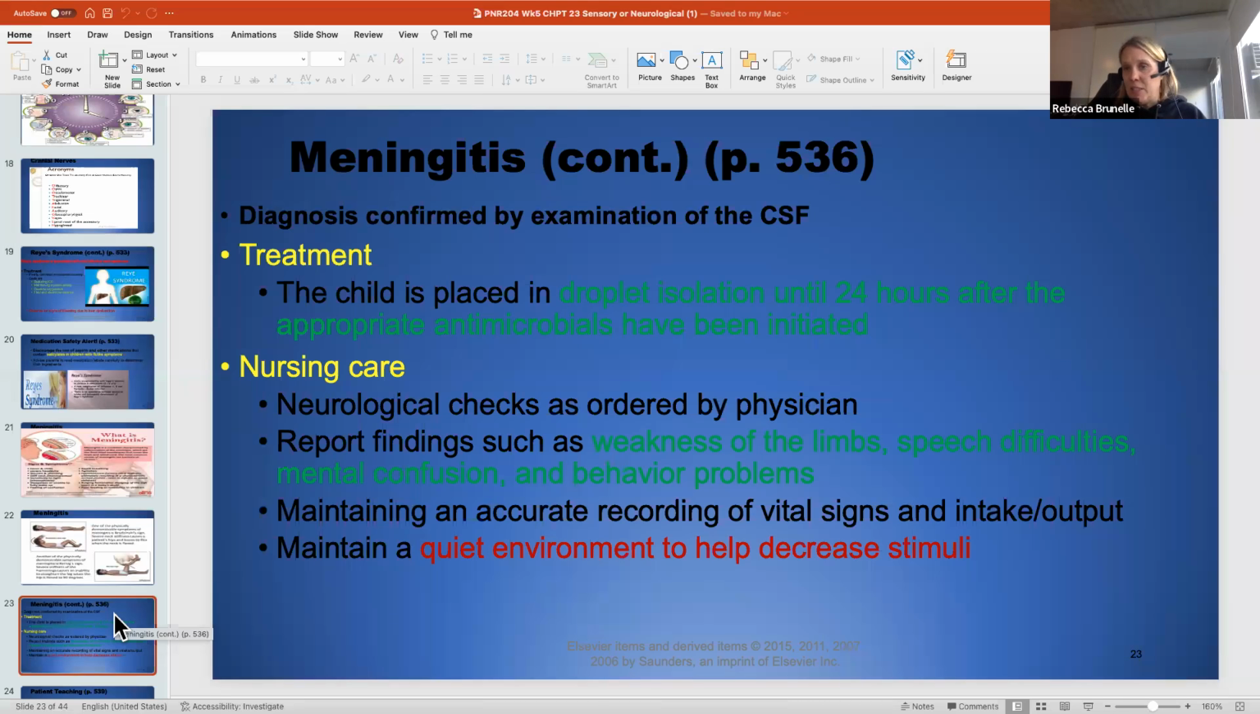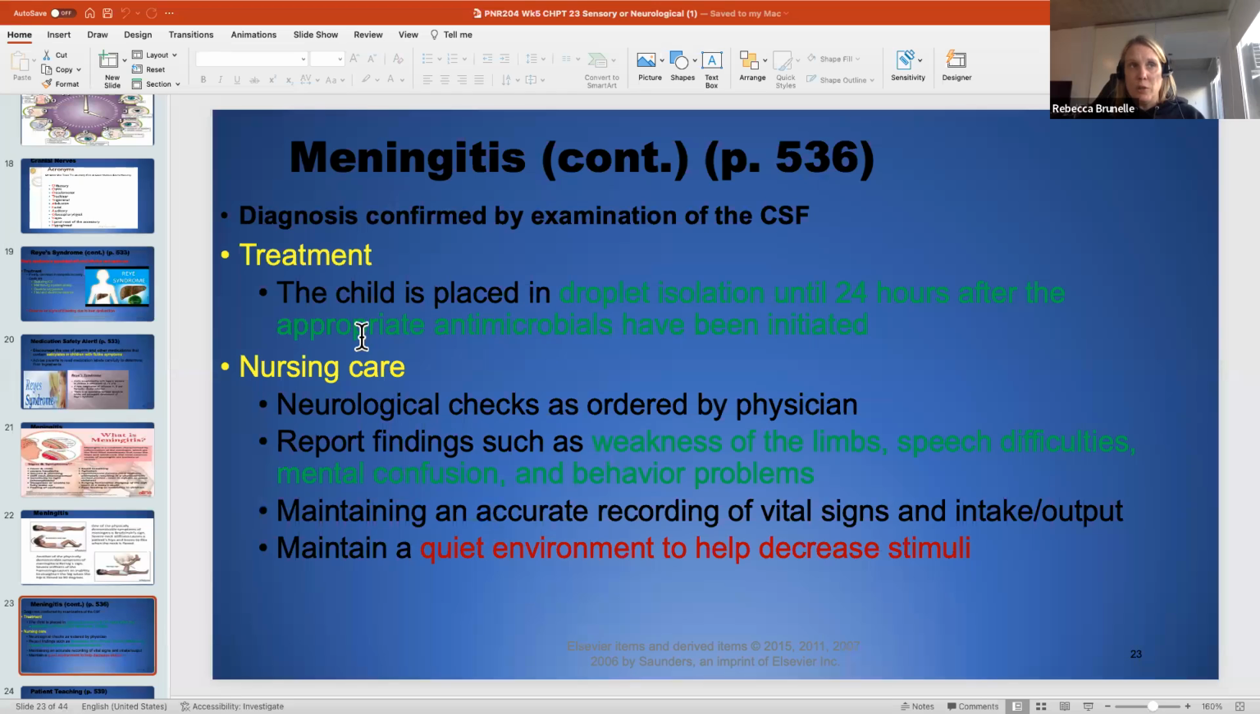And then they send it to the lab, and they're looking for white cells is the main thing. So you should not have white blood cells in your CSF. An elevated white cell count in your CSF is an indication of meningitis. And they also send it for culture and sensitivity. So that is the main way that they definitively determine that someone has meningitis.